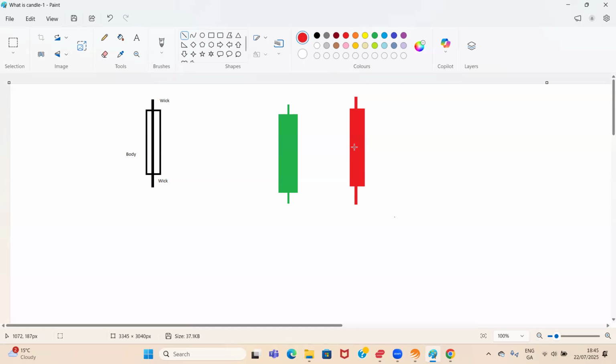How that candle is made shows you the price action, the price movement. If the buyers are heavy, they will make sure they create a buying candle. If the sellers are heavy in the market, they will make sure they create a red candle. The solid part of the candle is always called the body, and the top part and the lower part, the lines that you see, are called the wick.